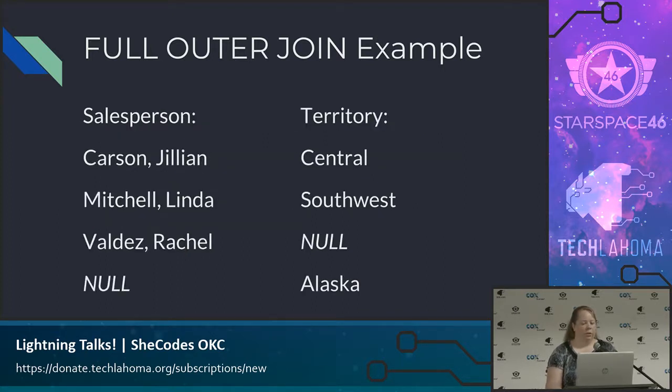So the results of this query: Jillian Carson is assigned to the Central Territory, Linda Mitchell is assigned to the Southwest Territory, and a bunch of other people have territories too, but you get the idea. Those first two records are what we would get from an inner join. Rachel Valdez, if she doesn't have a territory and we want to include her, we would use a left join. But then we realize that territories like Alaska don't have any salespeople, and we want to see that on this report, so that's why we need to use a full join. We see the records in both tables, whether they have matches in the other table or not.